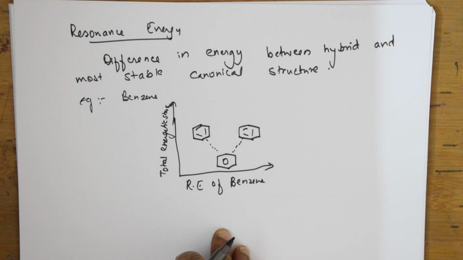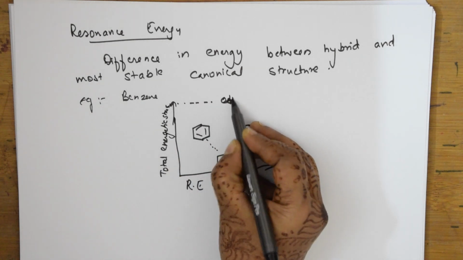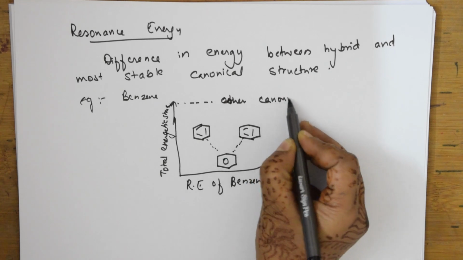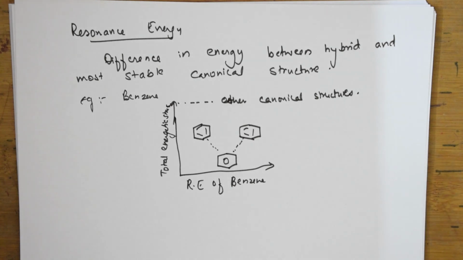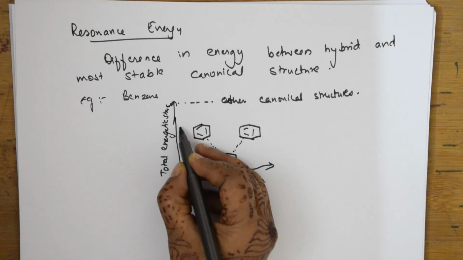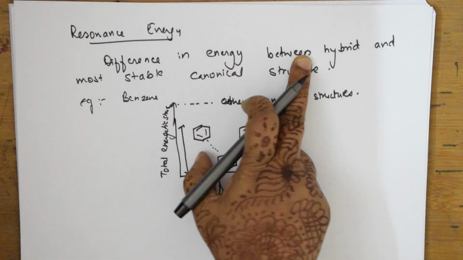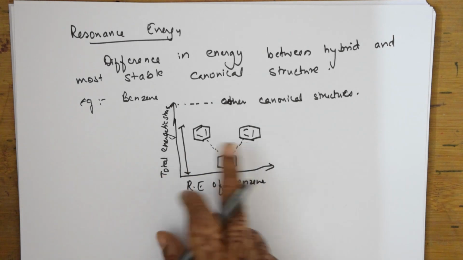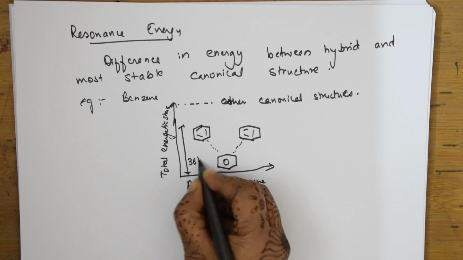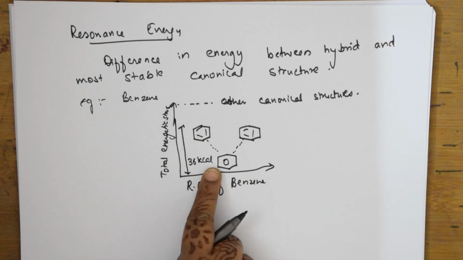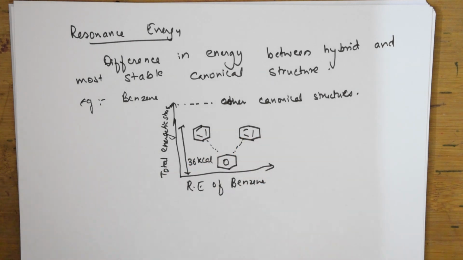Okay. Yes. Now here you have other canonical structures. Okay, now what is the difference between this one and this one? The difference here is, as I told you, the energy difference between the hybrid and the most stable canonical structure. Here it is 36 kilocalories. So this is called resonance energy. The resonance energy is the difference between the hybrid and the most stable canonical structure.